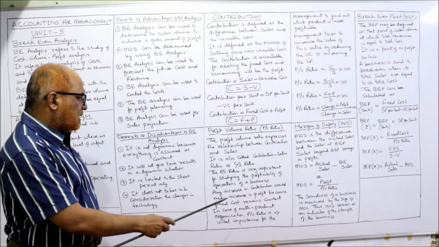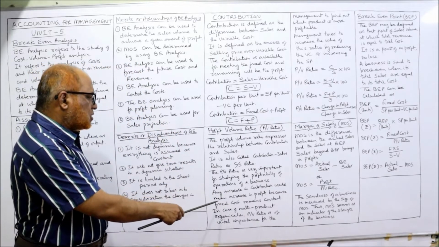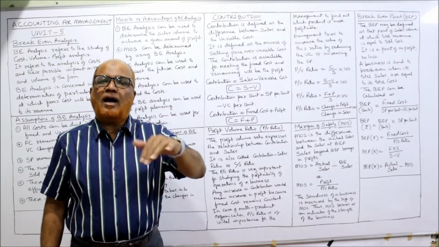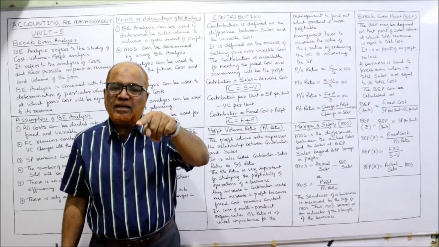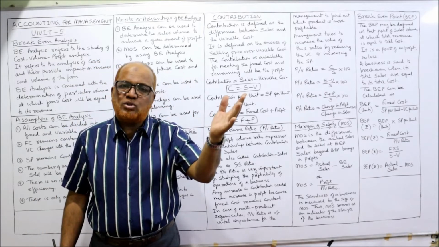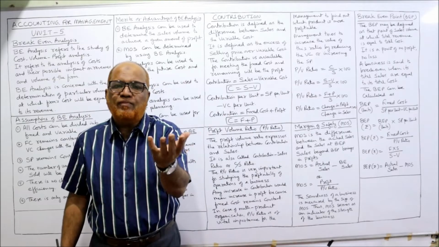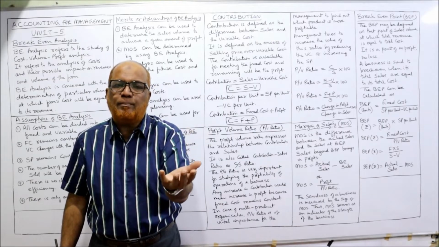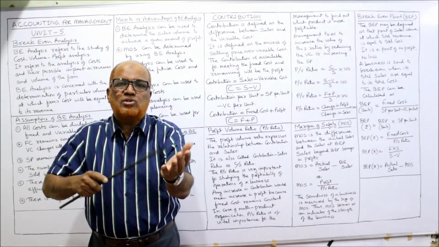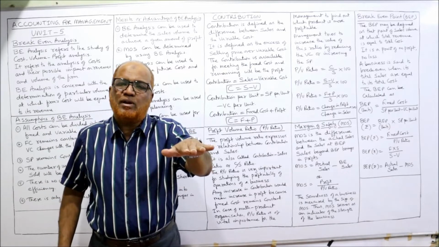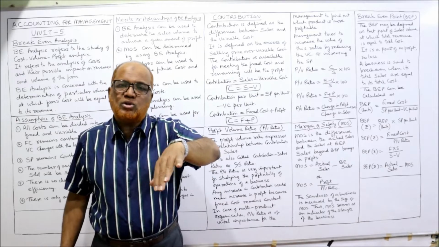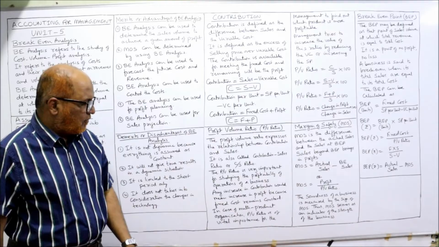Right? The next one is any increase in contribution would mean increase in profit because the fixed cost remains constant. Higher the contribution, higher will be the profit. Because in between profit and contribution we have the fixed cost, and fixed cost will remain same. So even if contribution is increasing, the fixed cost will not increase, fixed cost will remain constant. That's why profit will be higher. So higher the contribution, higher will be the profit.